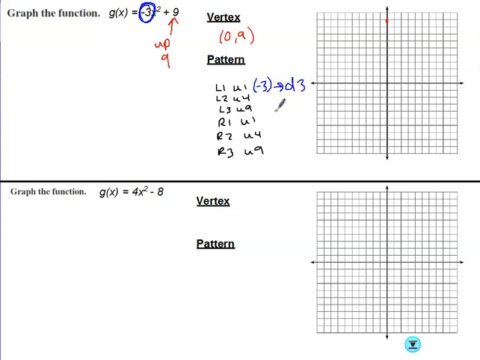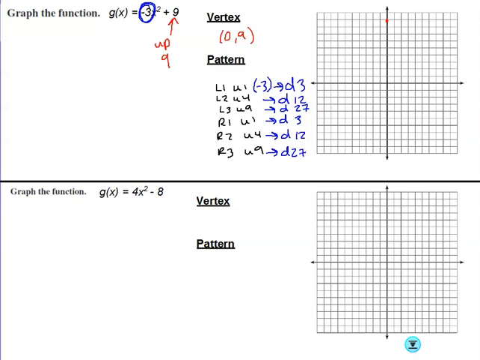1 times 3 is 3. Up becomes down. 4 times 3 is 12. Up becomes down. 9 times 3 is 27. Up becomes down. 1 times 3 is 3. Down 12 and down 27.